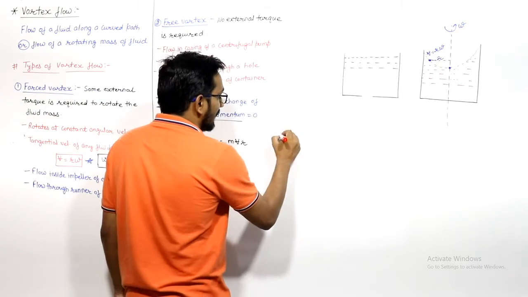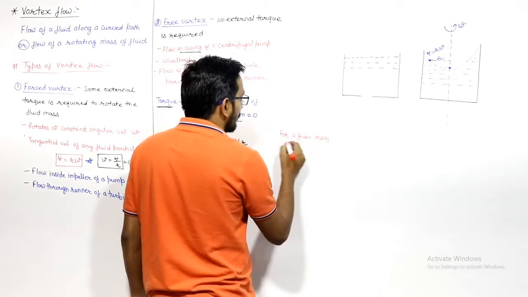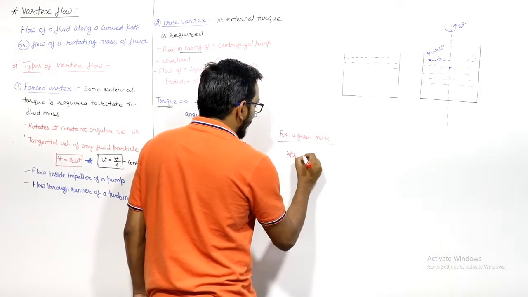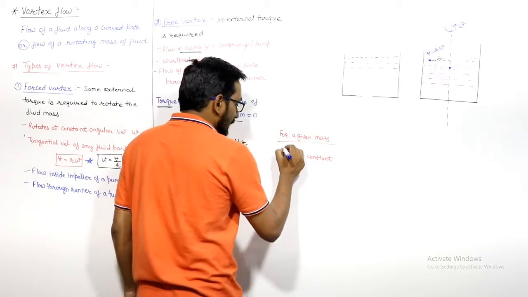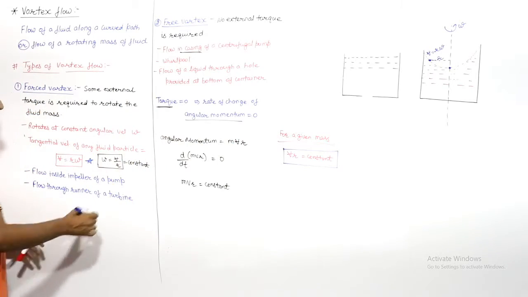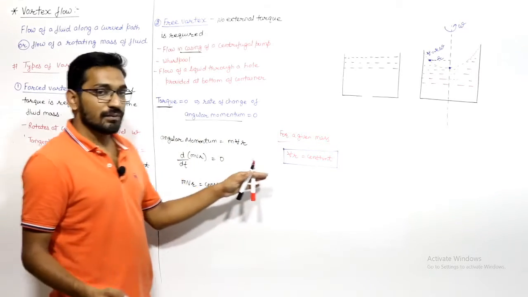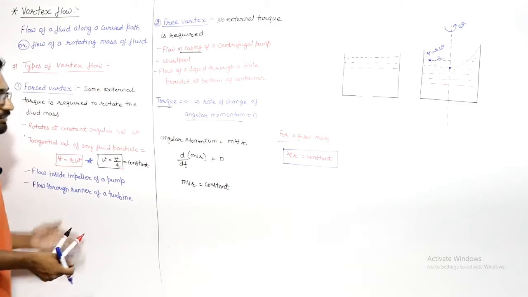For a given mass, if the mass remains constant, then we can say velocity into radius is constant for free vortex. For free vortex, velocity times radius of rotation will remain constant. But in case of forced vortex, v by r is constant, whereas here v into r is constant. So these are the basic equations of the free vortex and forced vortex.